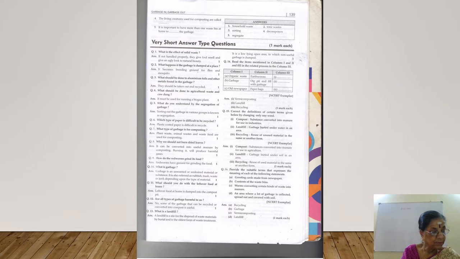Then provide a suitable term. Greeting card made from newspaper: recycling. Content of waste bin: it's called garbage. Worms converting certain kind of garbage: vermicompost. Then area for garbage buried: landfill. I hope you understand this. The next one.